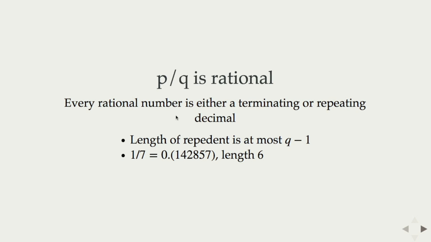So for example, for 1/7, the length is 6, which is 7 minus 1. Of course, sometimes it may not be exactly q minus 1. It could be a factor of q minus 1, as we can see later.